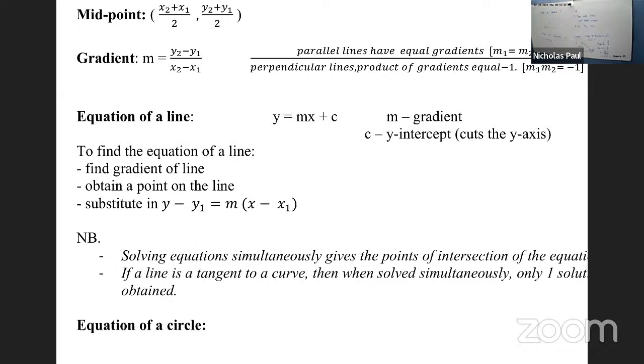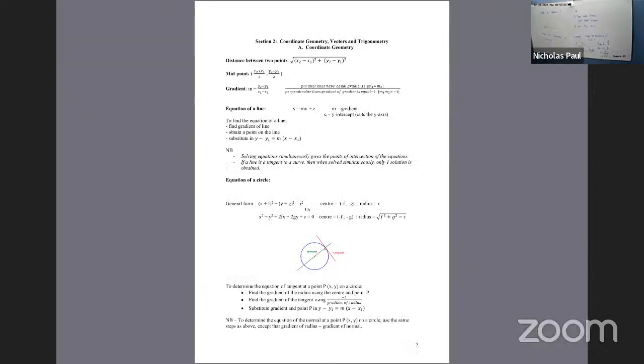How are the normal and the tangent related? Yes, sir? Yeah, how are they related? Very good, okay. That can do. Nice. All right. So those are the things that I needed you to know, right?